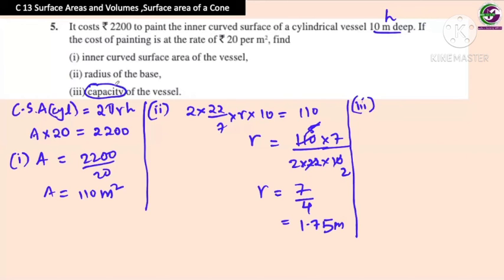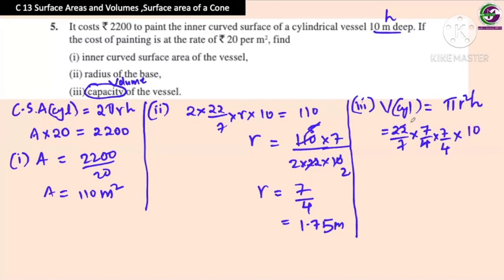Now, third question is to find the capacity. Capacity means volume. Volume of the cylinder, as you know, it is pi r square h, which is equal to 22 by 7 multiplied by, here it is better to use radius as 7 by 4 because it gets cancelled. 7 by 4 times 7 by 4, don't forget to square the radius, times the height is 10. It will be 11. So which is 77 times 5 divided by 4, which is equal to 96.25 meter cube.